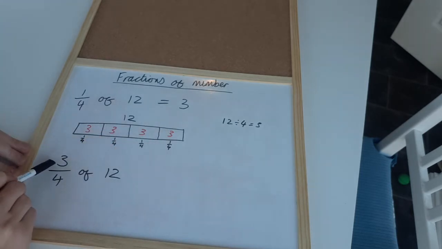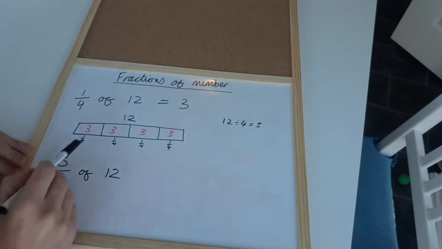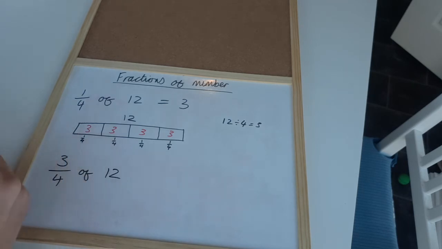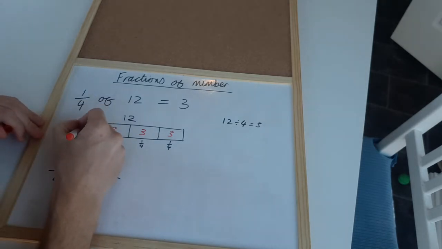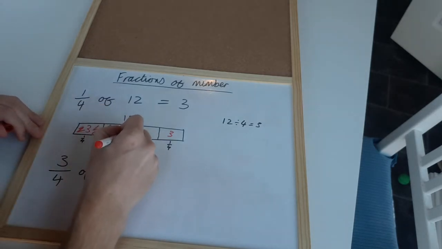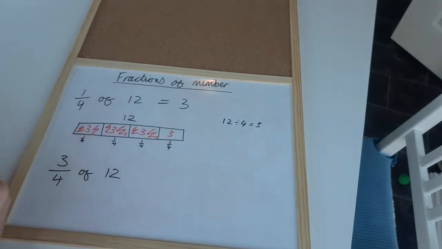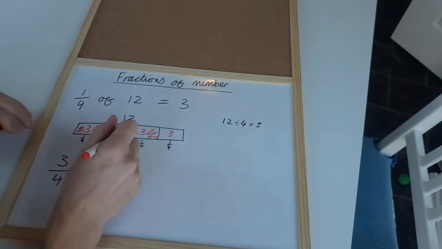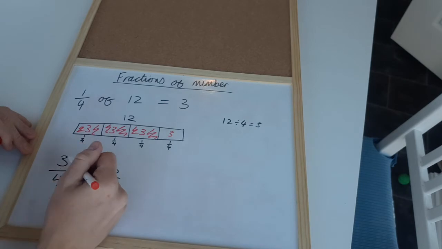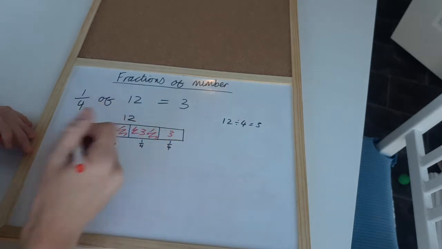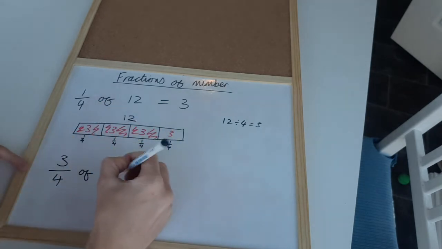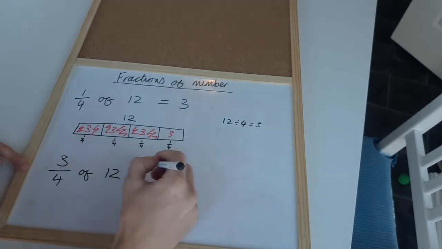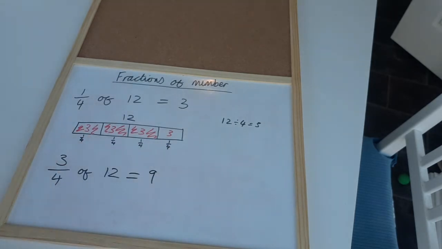But now I want to know what 3 of those quarters is worth. So there's 1/4. I need 3 of them. So I need this one, and this one, and this one. So I've got 3 and 3 and another 3. So I could add them, or I could do 3 multiplied by 3. 3 multiplied by 3 means that 3/4 of 12 is 9. So that's how we calculate a fraction of a number.